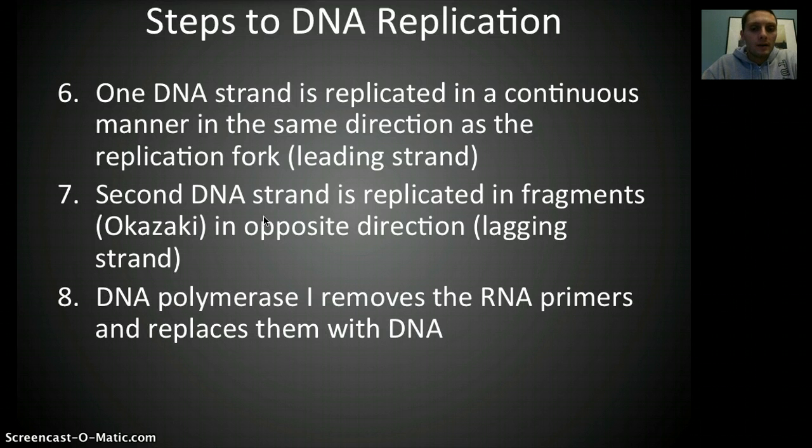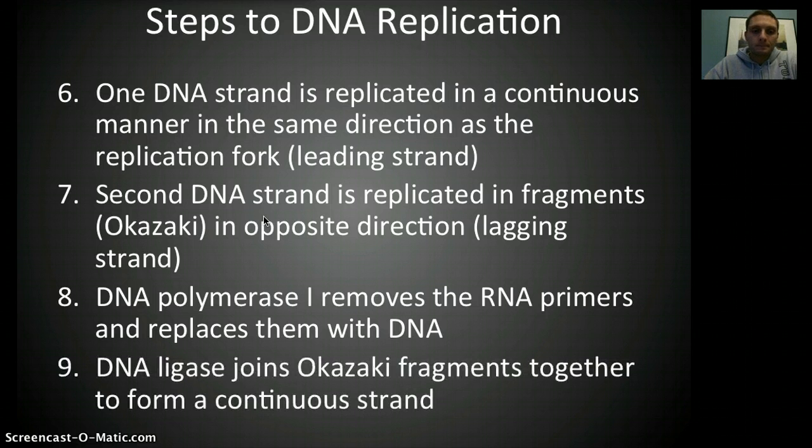DNA polymerase I removes the RNA primers and replaces them with DNA. And then DNA ligase is joining those Okazaki fragments in the lagging strand together to form one continuous strand. So that's only occurring in the lagging strand. The leading strand moves in a continuous manner in the same direction.